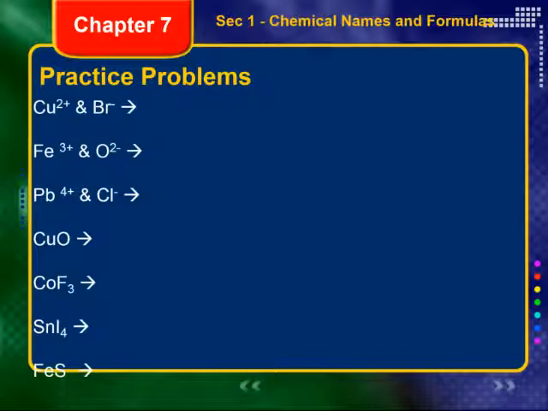Let's practice some. For the first 3 practices, I simply give you the types of ions that are going to make the ionic compound, and I want you to give me the formula. Then I want you to give me the name. For the last 4, I give you the formula, and I just want you to give me the name. Go ahead and press pause and try these on your own. Please press pause now.